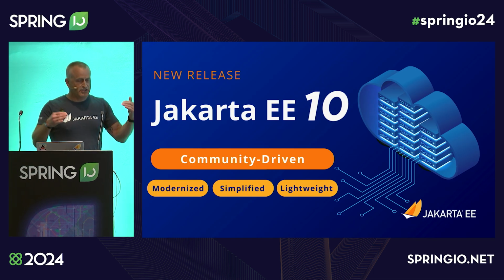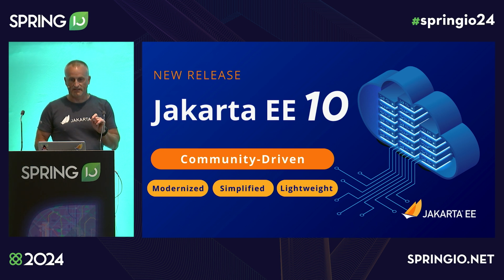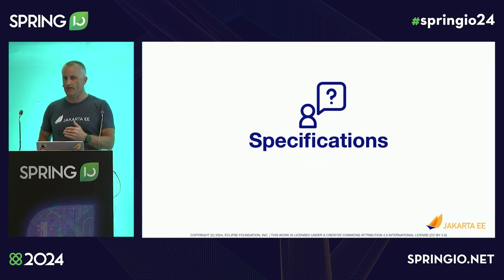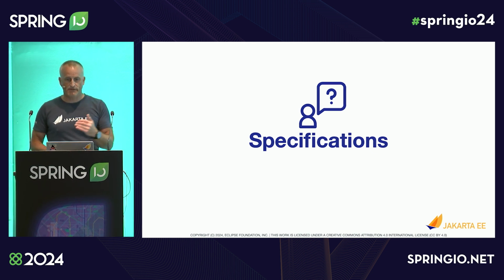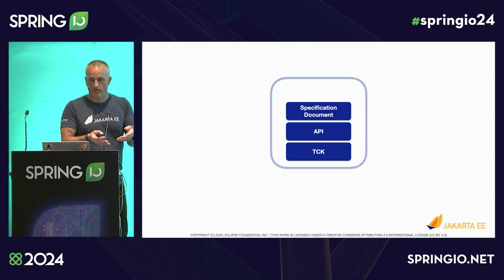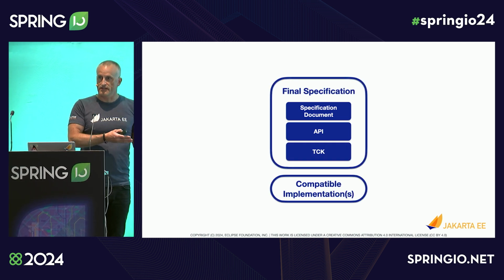So let's just talk a little about Jakarta EE 10, because that's the version that is available out there now. And then I'll tie it back into Spring. So Jakarta EE is about specifications. And specifications are some textual document, some PDF or whatever, that humans can read. And it's an API that's in Maven Central.